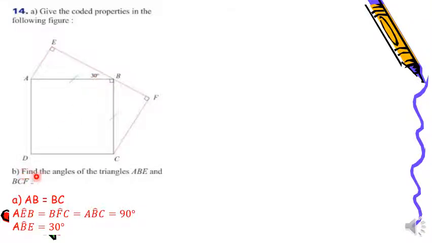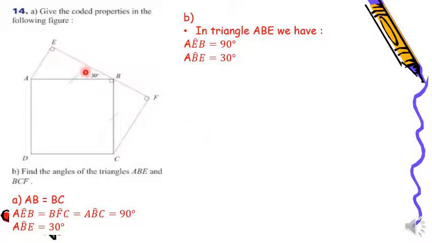Part B. Find the angles of the triangles ABE and BCF. So I want to find the angles in each triangle. And you have to know that in each triangle, I have 3 angles. So let's start, starting with triangle ABE. In this triangle ABE, first of all, AEB is 90 degrees, ABE is 30 degrees. How can I find the third angle?